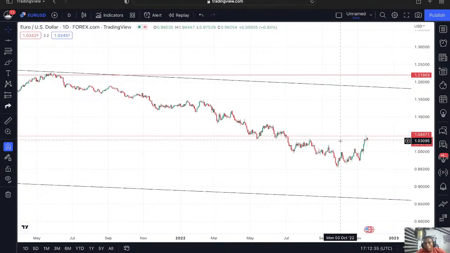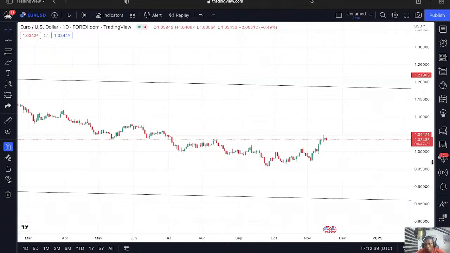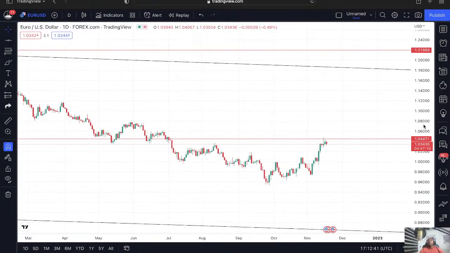There is something I want you to observe. When you want to spot a potential breakout, watch out for these things I am about to share with you.